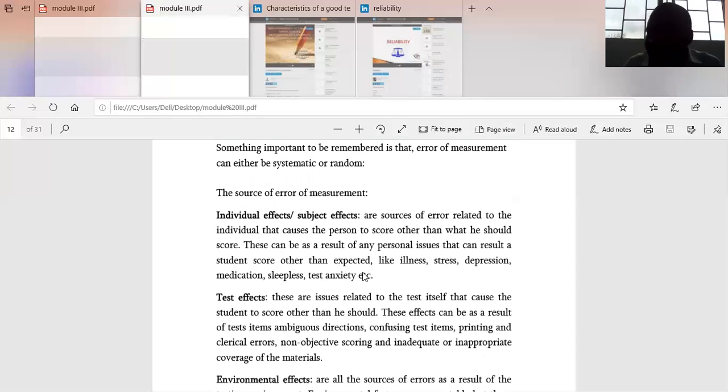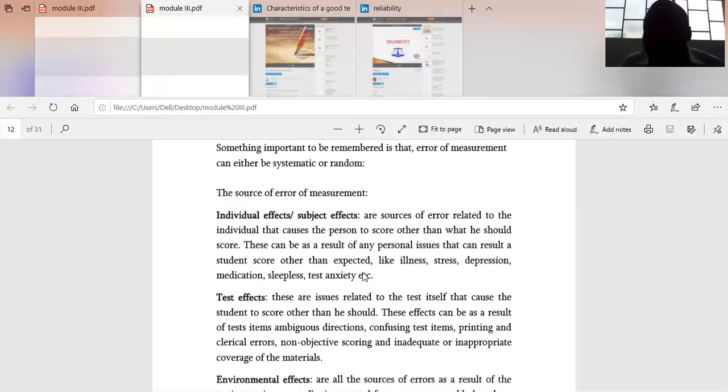Maybe for instance, the ambiguous instruction. That's, you find that "attempt all questions in this test," and then that's the general instruction. But unfortunately, when you are just answering all the questions, you find later on the teacher telling you, you are supposed to answer only 4 questions out of 5, but the instruction was not clear.